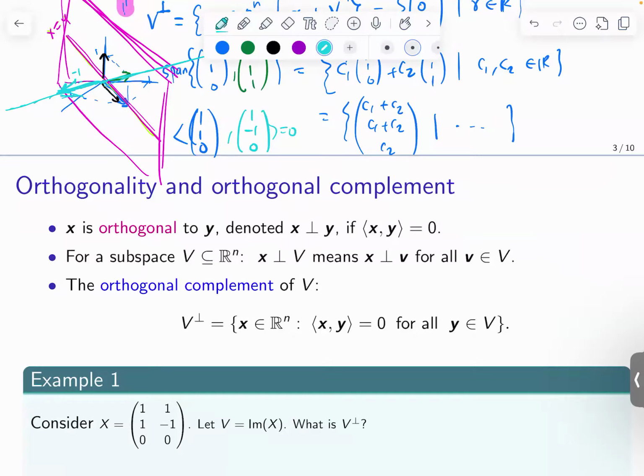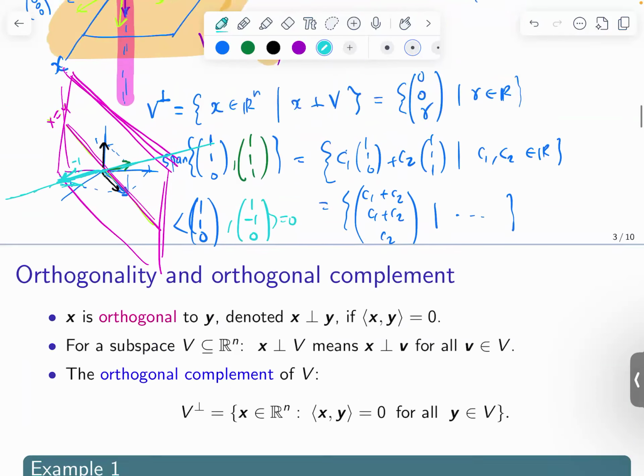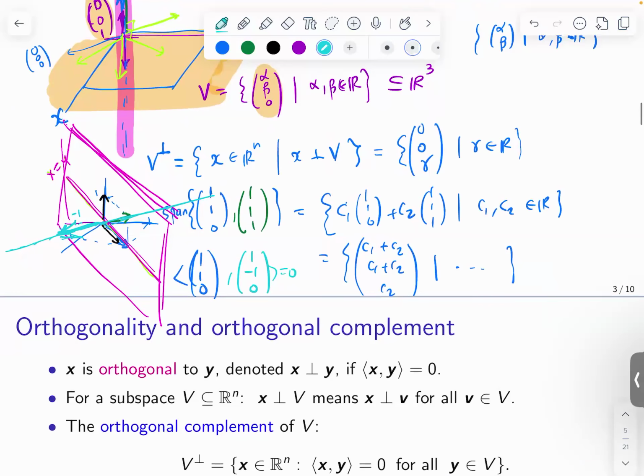In the interest of time, I'm not going to spend too much time on it, but this blue line is also a subspace, and it has an orthogonal complement itself. So what is the orthogonal complement of this blue line? The plane. Which plane? The purple plane. So the purple plane would be the orthogonal complement of this.